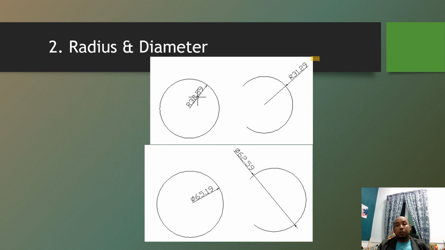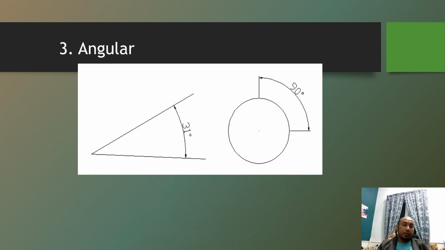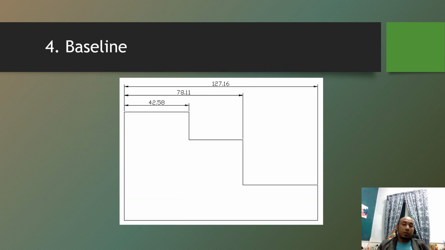Radius and diameter, R for the radius. Radius. This one means the symbol is used for the diameter. Angular. So jadi dua, sama ada berada di dalam atau sama ada dia berada di luar. And then baseline. Okay, baseline dia standardnya.